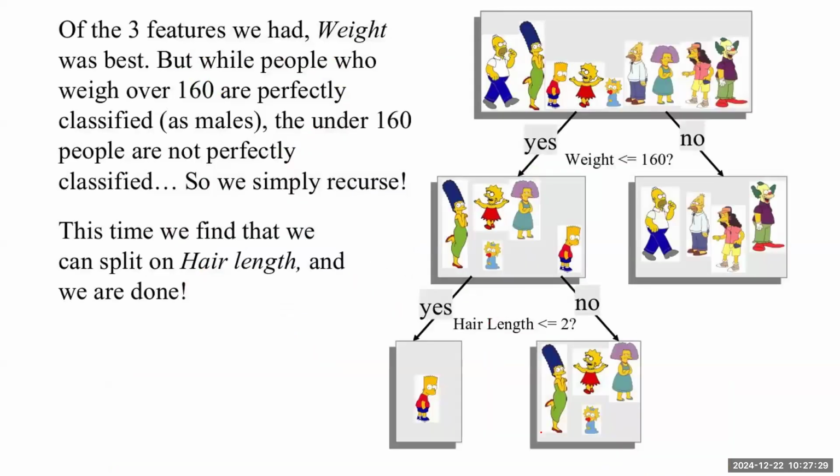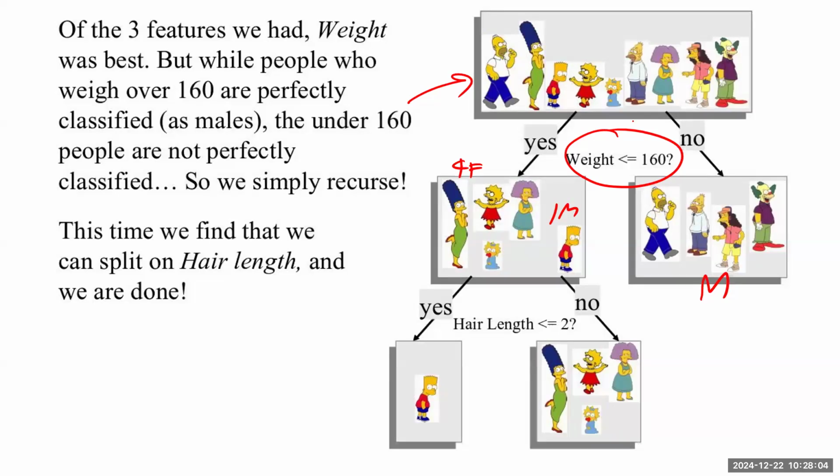So we create our first node. The first node is going to be split by weight, and the test condition on the weight: if the weight is greater than 160, then your class would be male. Now on the left side, you have 4F, 1M, right? So you have to split this one further.